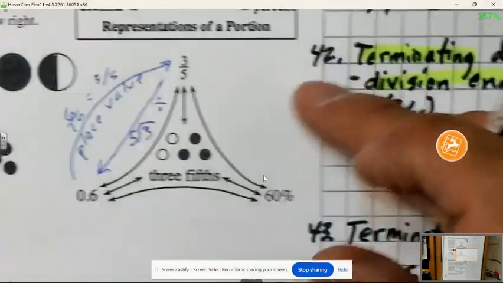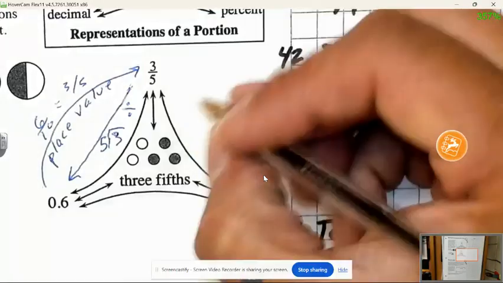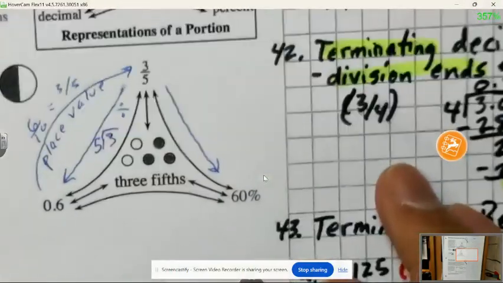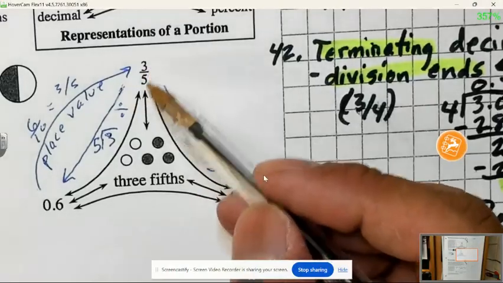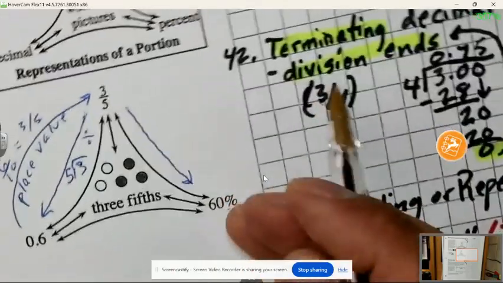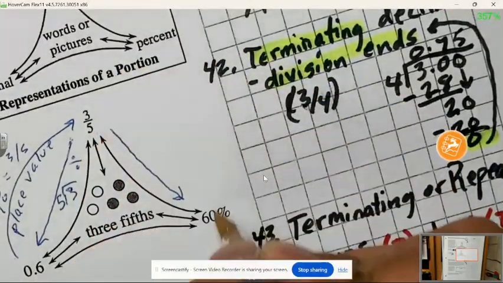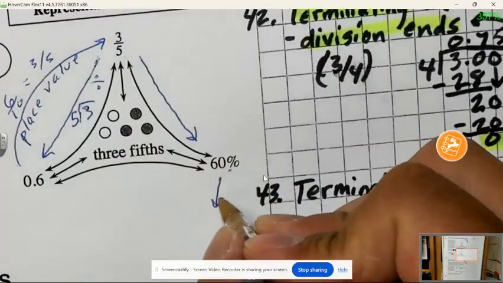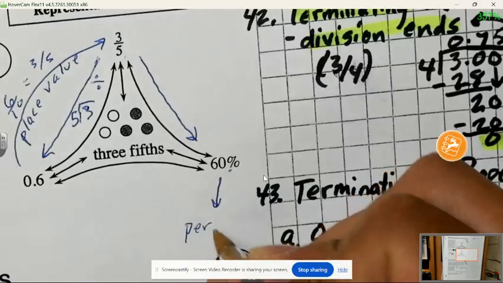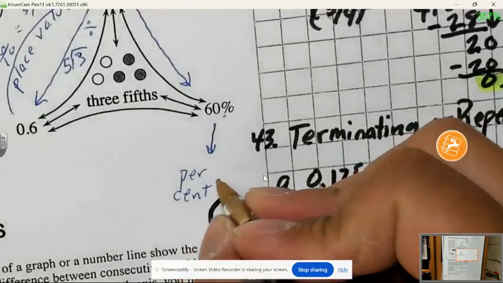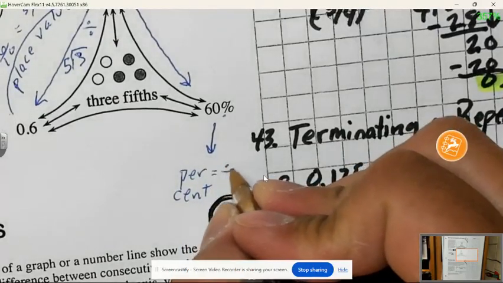And now let's look over here to the fraction. If we want to write the fraction as a percent, what do we do? So we know that 3/5 is 60%. Where does that number come from? The way it came from is you need to know what percent is. A percent means per cent. When we break it down, per means divided by.